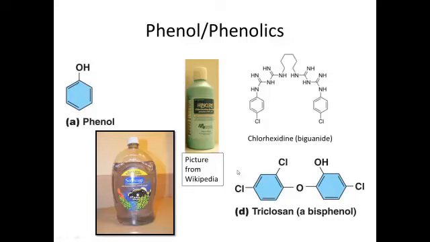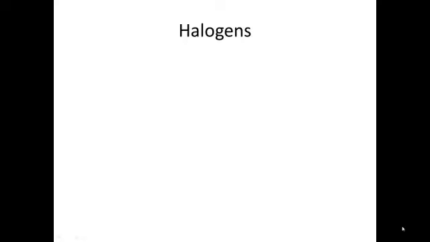So I want you to remember the two examples of phenol or phenolics, and I want you to remember how it acts against cell membranes. On to the halogens. Now remember halogens from the infamous chapter 2. Halogens are the atoms that need just one more electron to have a full valence electron shell. So what do they do? They go around stealing electrons. Okay, and that wreaks havoc on microbes.